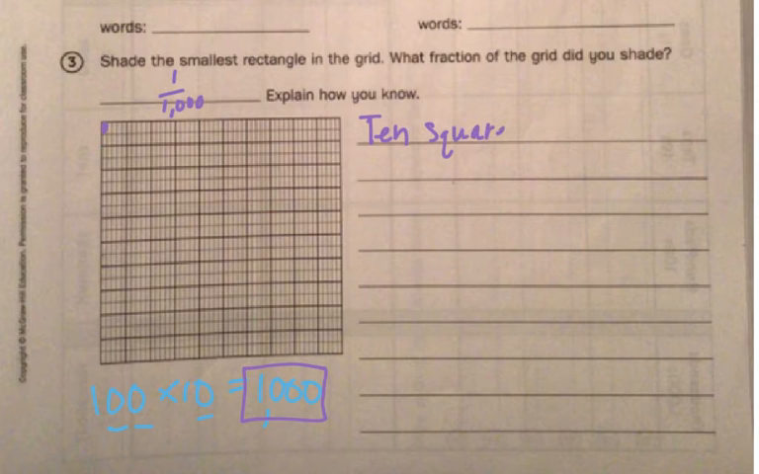So 100 times 10, 1 times 1 is 1, with 1, 2, 3 zeros behind it. I would have 1,000 little boxes if I counted every single one of them. And to just shade one of them, it would be 1 over 1,000. And the way I know is there's 10 squares in each box.